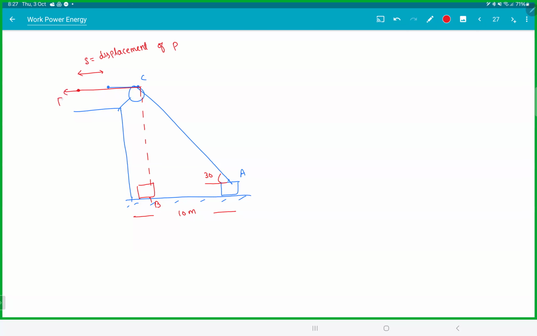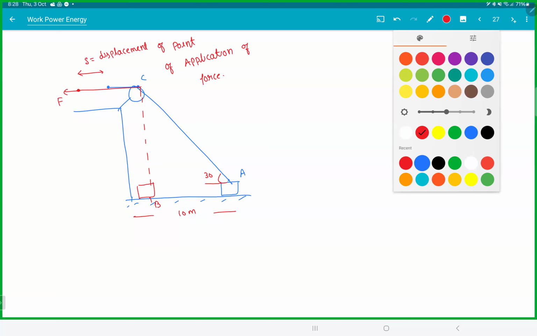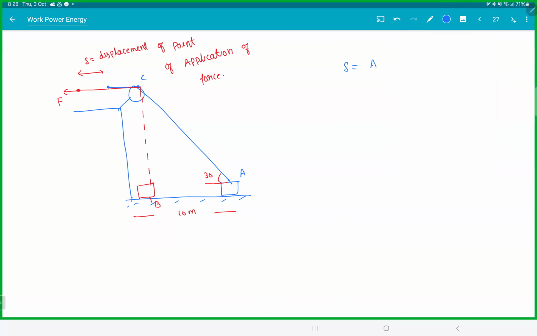You need to take the displacement of the point where you're applying the force. I don't care about the block. Displacement of point of application of force. How much is that? So S will be nothing but AC minus BC. Cos 30 will be 10 by AC. So AC will be 10 cos 30, so 20 by root 3.